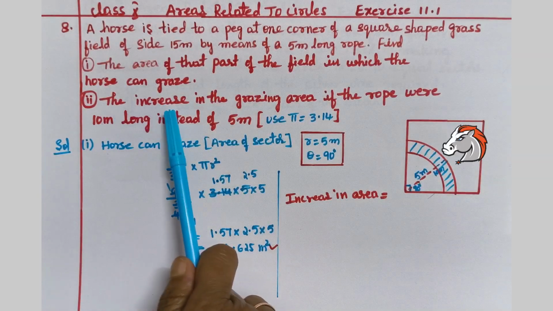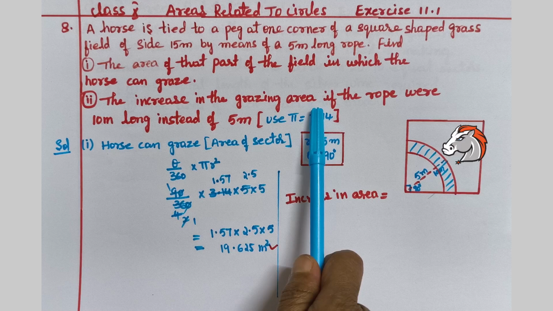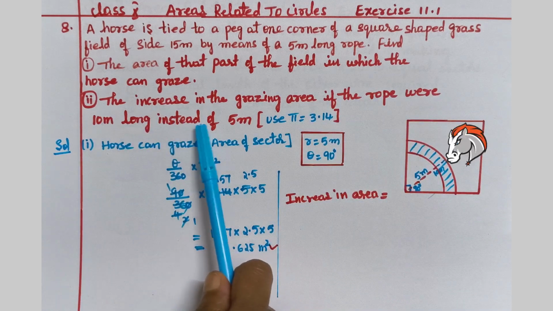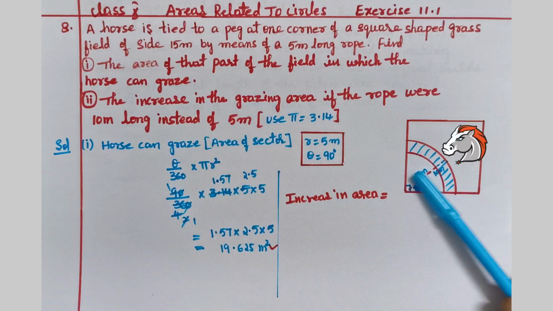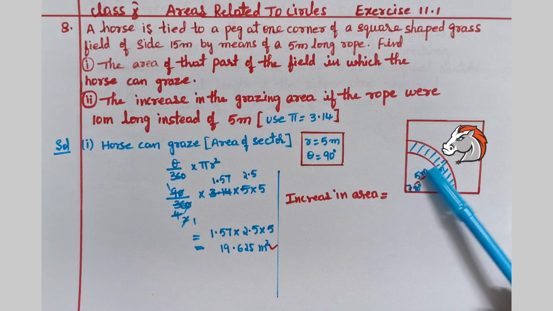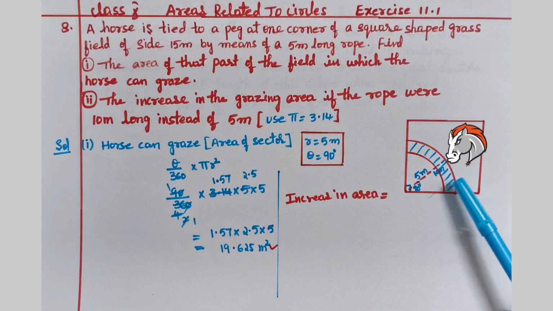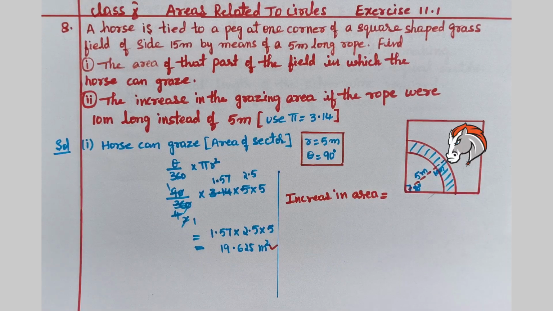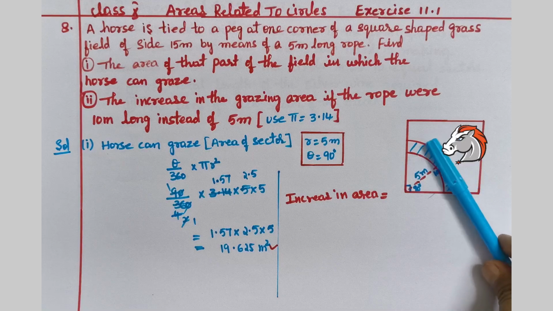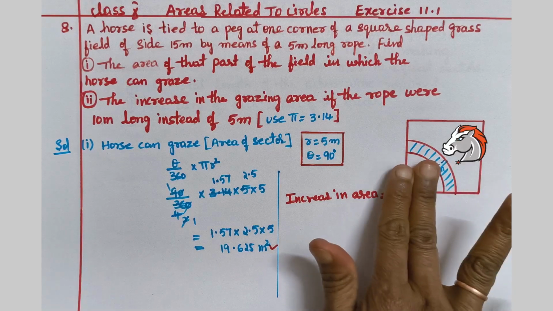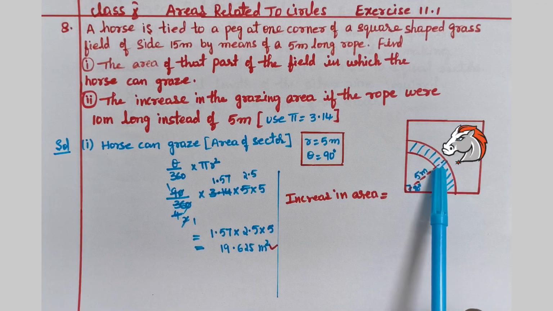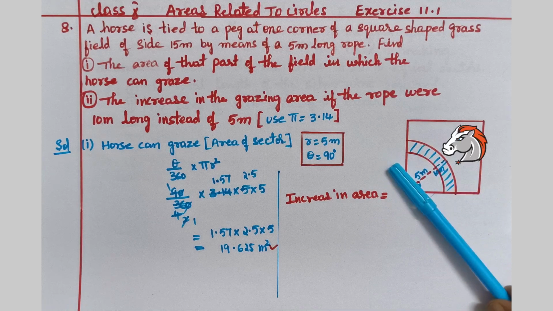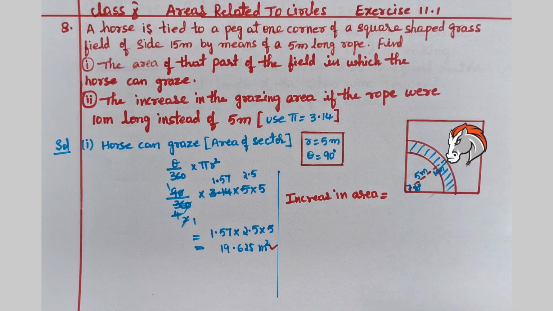Now second question. The increase in the grazing area, if the rope were 10 meter long instead of 5 meter. Here we will find the increase in area. Actually, starting only this much area is there. Now rope is 10 meter, means this is the sector. Which area increased? This area increased. This increased area we will find: this big sector minus this small sector means we will get the increased area.